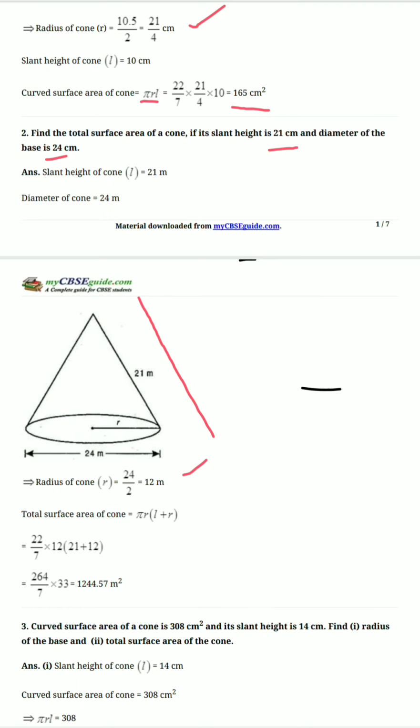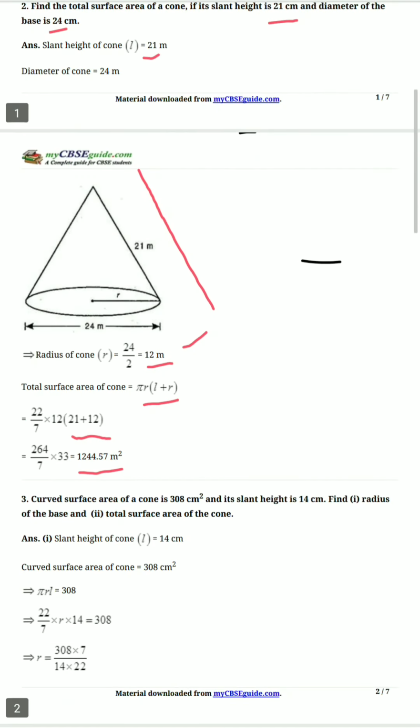Now to calculate the total surface area, our formula is pi r (L plus r). This is the formula for the total surface area. Now we have the radius here, we have the slant height L here. We will put the values in the formula. So it will be 22 by 7 into 12 (21 plus 12), and upon solving, the total surface area of the shape will come 1244.57 meter square. So this way we can calculate its total surface area. Now moving on to the next question.